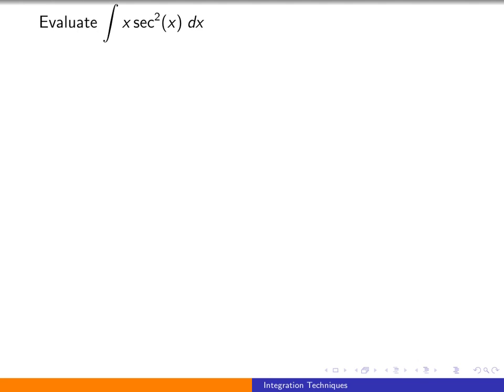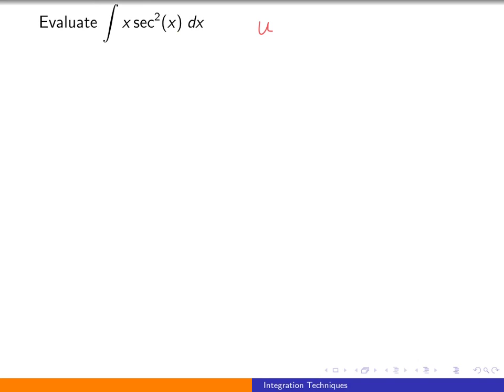In this example, we will anti-differentiate x times secant squared x. Note this is something that is ideal for an application of integration by parts. You have x multiplied by a function, and that function is being multiplied by something we can easily anti-differentiate. So let's go ahead and do so.